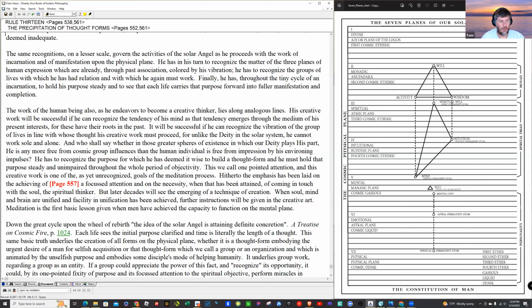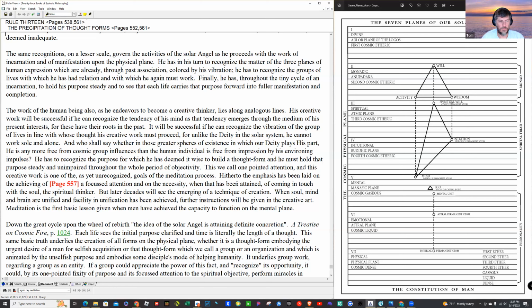The work of the human being also, as he endeavors to become a creative thinker, lies along analogous lines. His creative work will be successful if he can recognize the tendency of his mind as that tendency emerges through the medium of his present interests, for these have their roots in the past. It will be successful if he can recognize the vibration of the group of lives in line with whose thought his creative work must proceed, for unlike the deity in the solar system, he cannot work solely and alone.